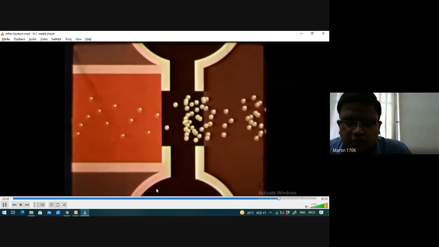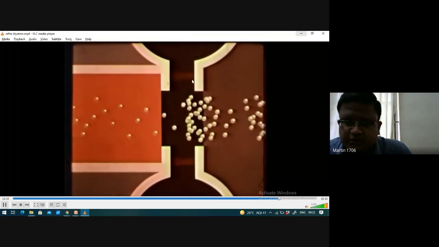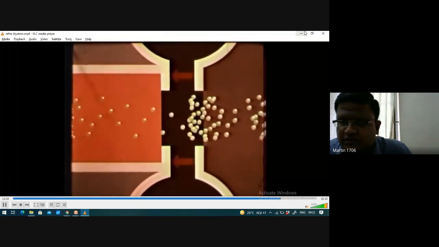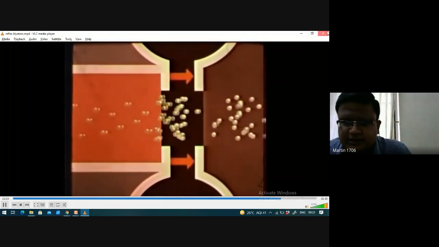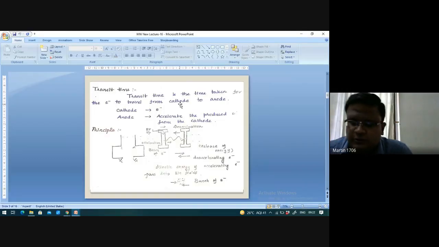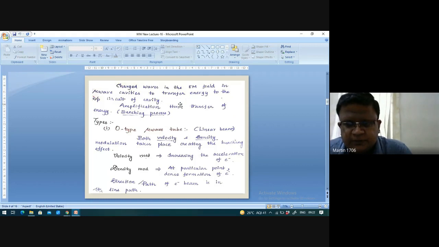So this is the whole mechanism of your klystron amplifier. Okay, so this one only we have seen. In this there are two types I told. One is the O type and another one is the M type. The one which I have shown is the O type microwave tube.